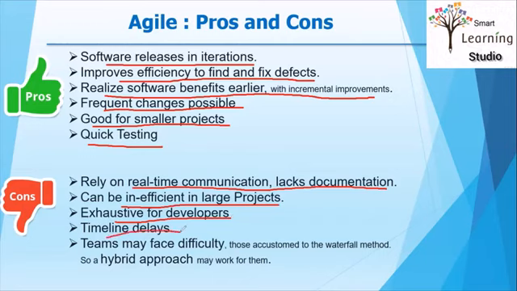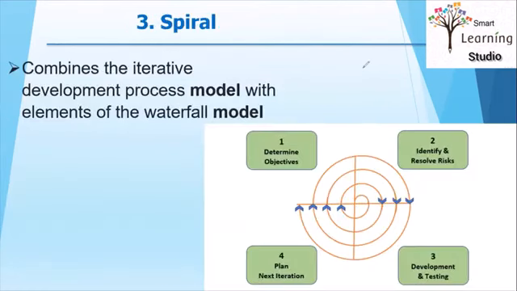There can be timeline delays because new things might come on, and you are deploying in phases. Teams may face difficulties, especially those who have worked in the waterfall method. So a hybrid approach might be better for them. Our third method is spiral development.